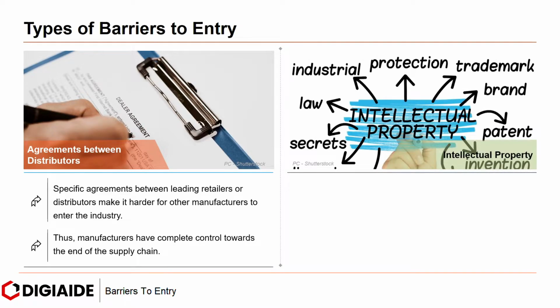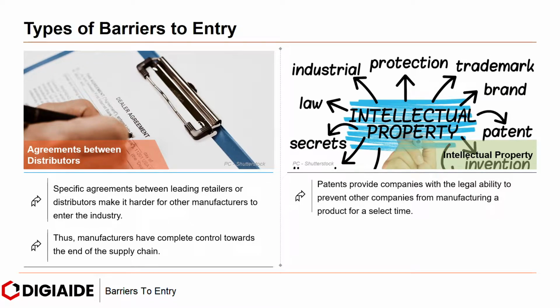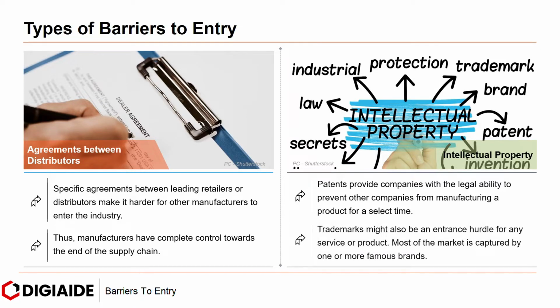Next, intellectual property. Patents provide companies with the legal ability to prevent other companies from manufacturing a product for a select time. Trademarks might also be an entrance hurdle for any service or product. Most of the market is captured by one or more famous brands.